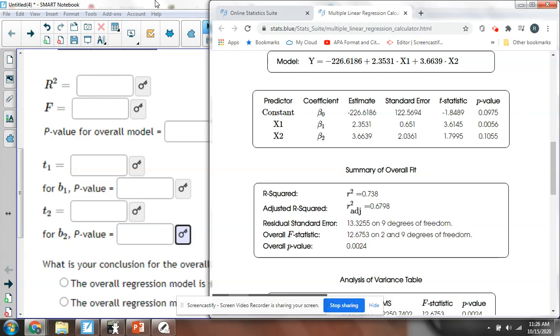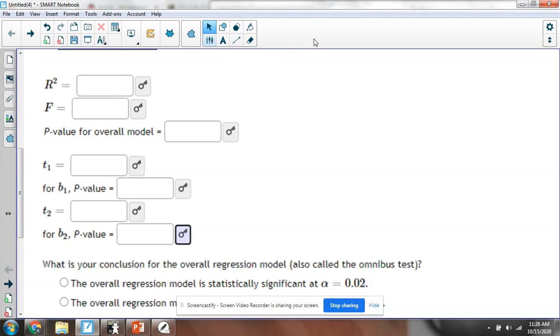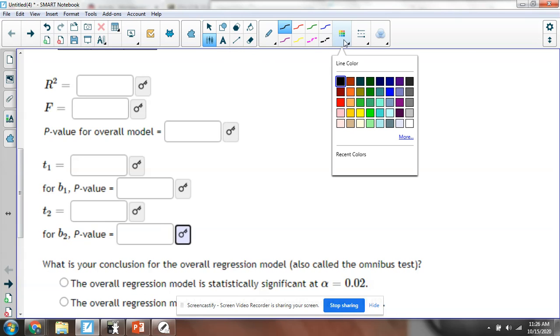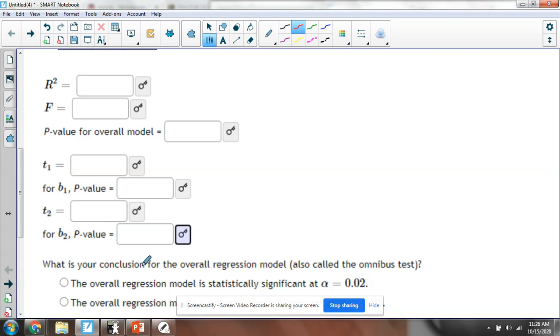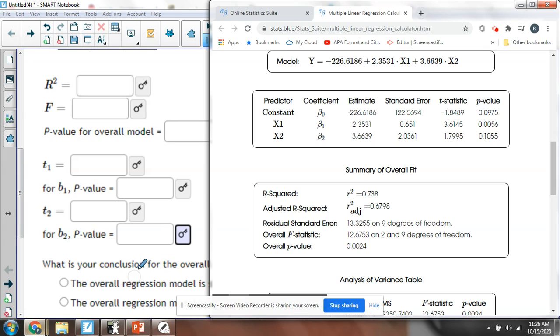Now, MyOpenMath requests, I believe, 4 decimal places for all of these. And luckily, the website automatically reads out 4 decimal places. So we should just be able to copy it right over. So this is going to be 0.738.